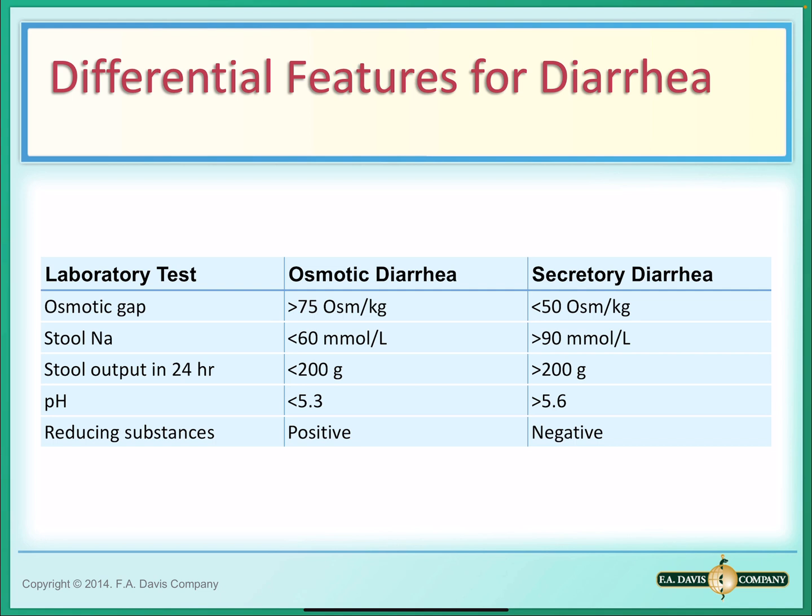The stool output in 24 hours is less than 200 grams in osmotic diarrhea and over 200 in secretory diarrhea. The pH in osmotic diarrhea is less than 5.3 and over 5.6 in secretory diarrhea. Reducing substances, which is another test that we perform in the laboratory, is positive for osmotic and negative for secretory diarrhea.